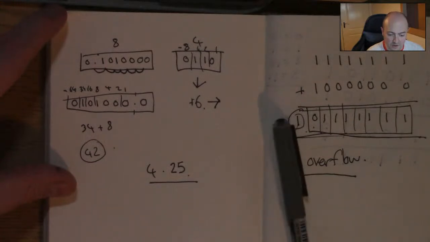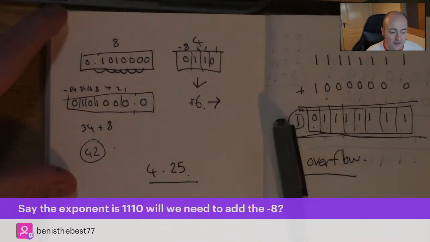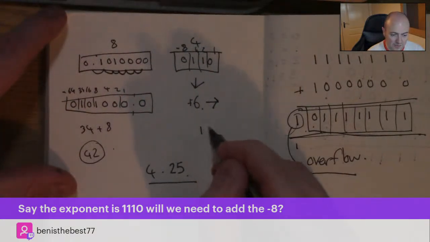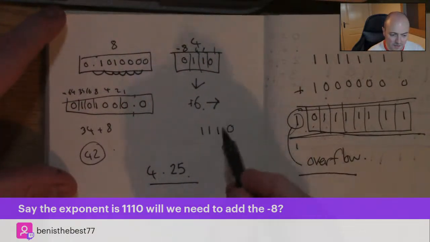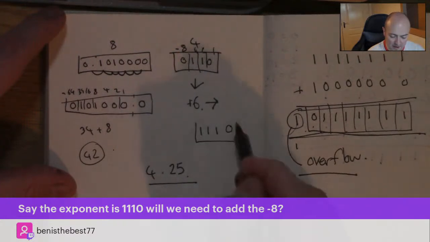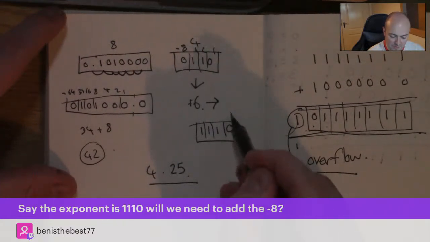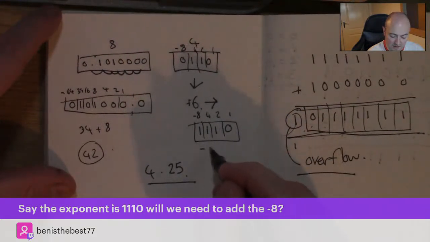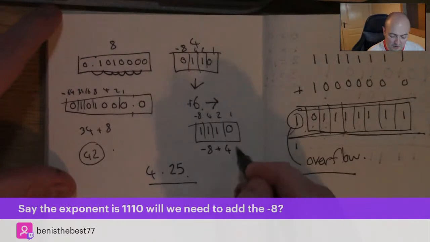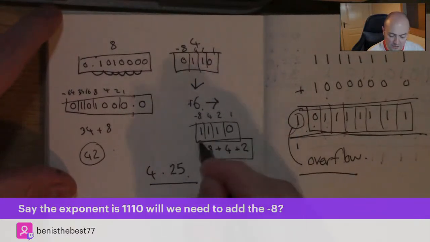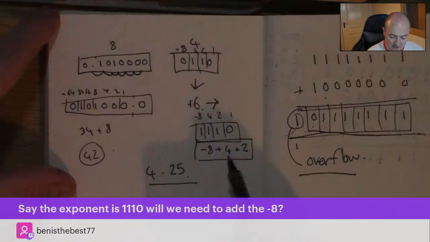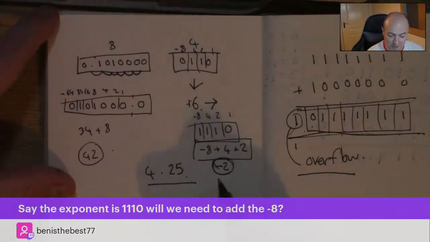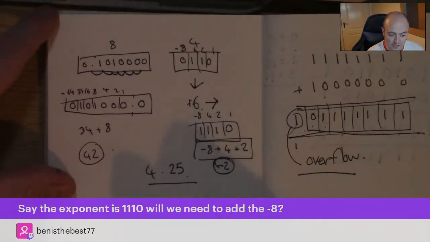Right, quick question popped up. If the exponent is 1, let me just do this as a separate one up here. If the exponent is 1, 1, 1, 0, yep, that would end up being this. So you have 1, 2, 4, and minus 8. So I would do this, minus 8 plus 4 plus 2. Just work that sum out. Minus 8 plus 4 is minus 4, plus 2 is minus 2 overall. That's what the answer is to that.